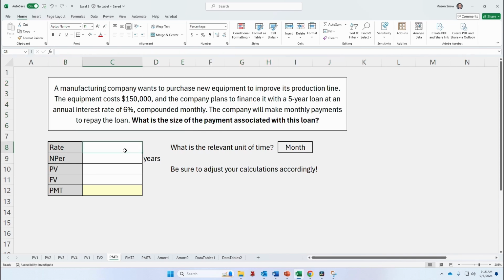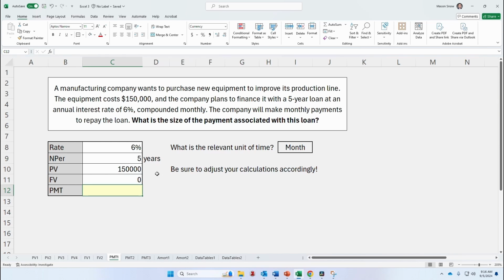Well, we can type in our annual interest rate, 6%, and we know it's a 5-year loan. But you can already tell that since we're working with monthly payments, we are going to have to adjust these once we're working with our payment function. When dealing with a fully amortizing loan, the present value is that initial outstanding balance that we incur in the beginning. In this case, $150,000, corresponding to the cost of that equipment. And the future value should always equal 0 for fully amortizing loans. At the end of the loan, there should no longer be an outstanding balance.